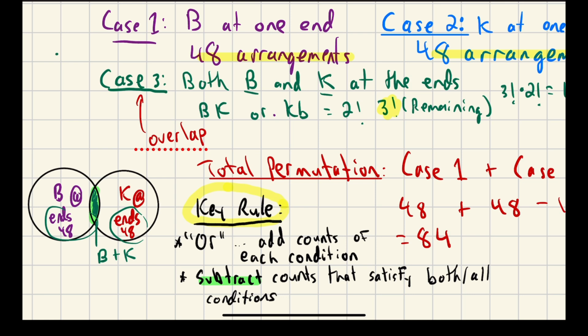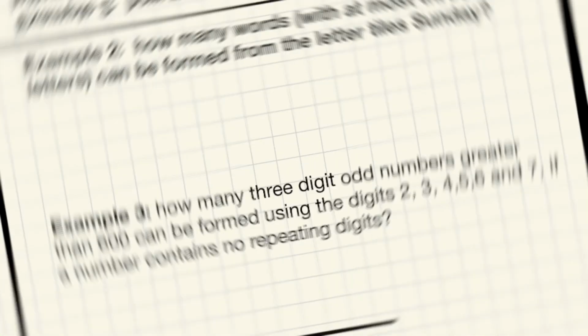But then each permutation, B at each end, or K at each end, we add those together. Those don't directly overlap.